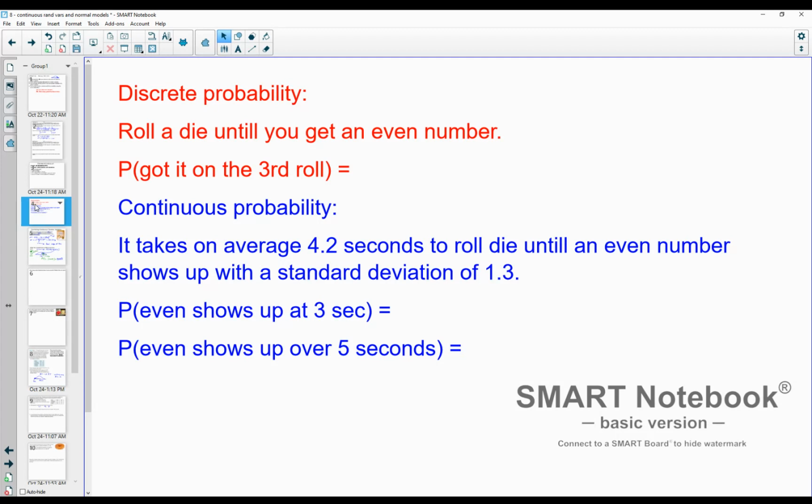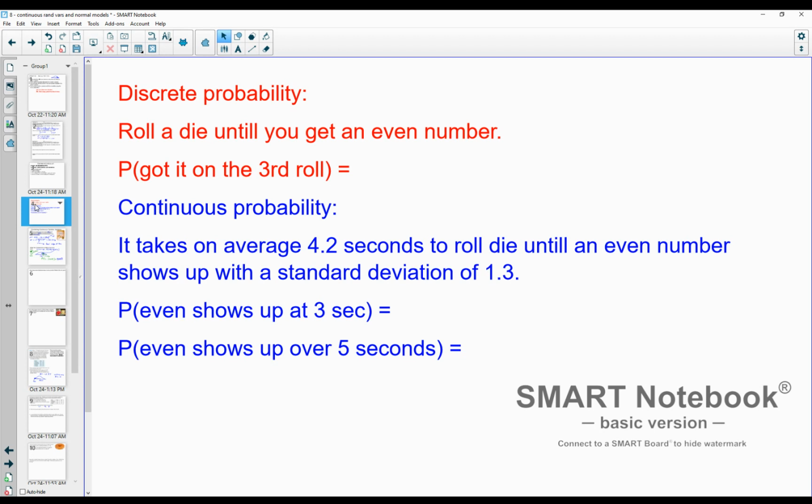For continuous probability, we're now saying a variable that is not a finite set of outcomes. So we don't know how long it's going to take to roll an even number. It could take days, it could take weeks. Most likely it's only going to take a few seconds. To answer this question, we need to know more information.